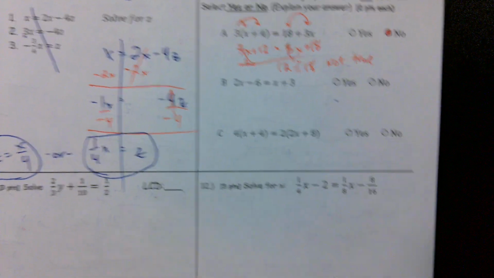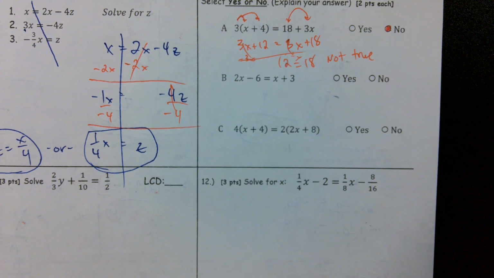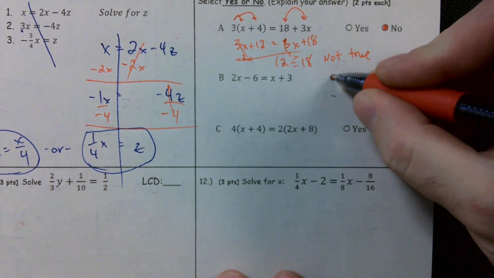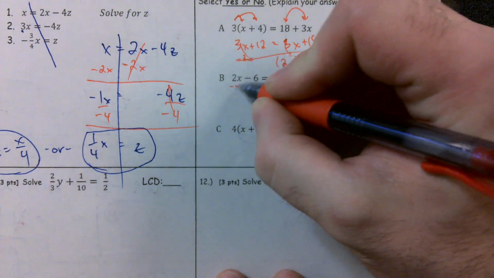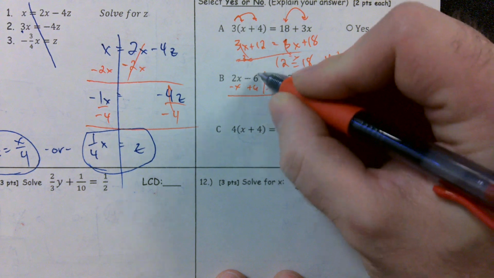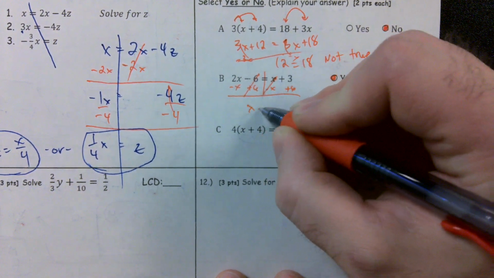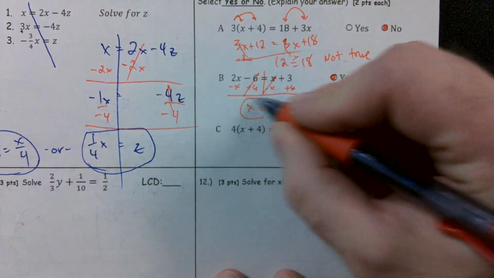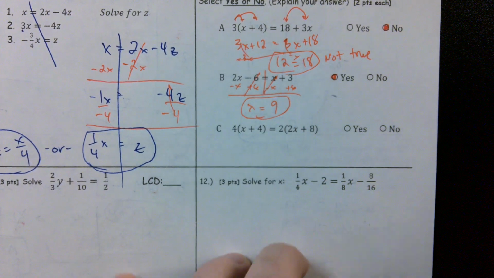What about down here? For B, is that one solution? Yes, it is. I could subtract x from both sides. I could add 6 to both sides. And I get x equals 9. That is, in fact, one solution.